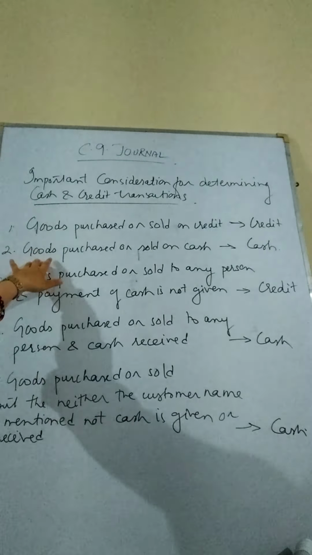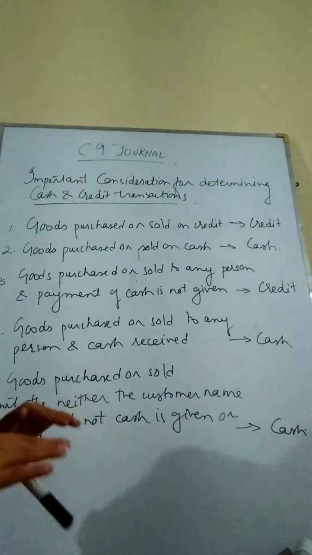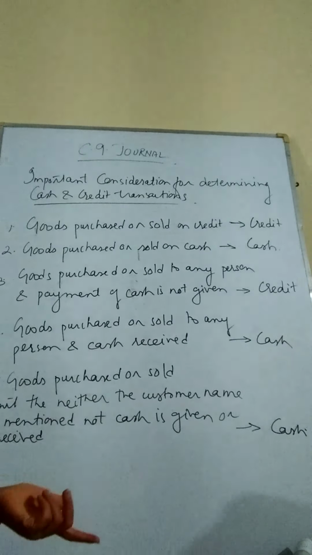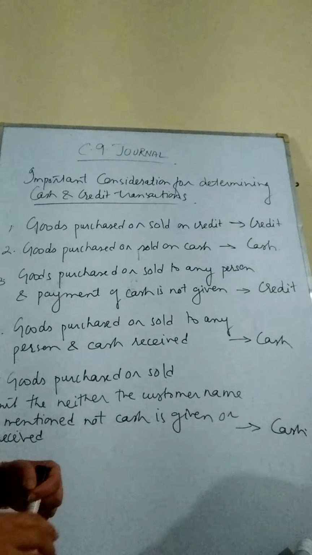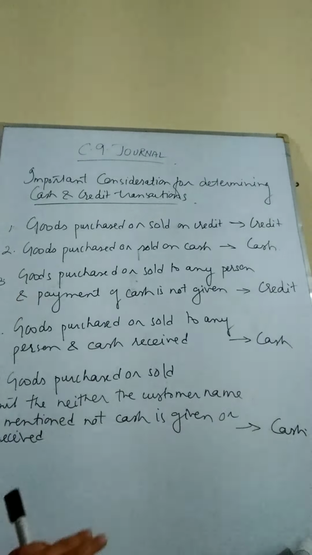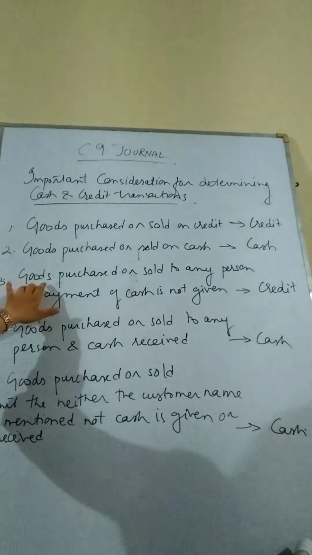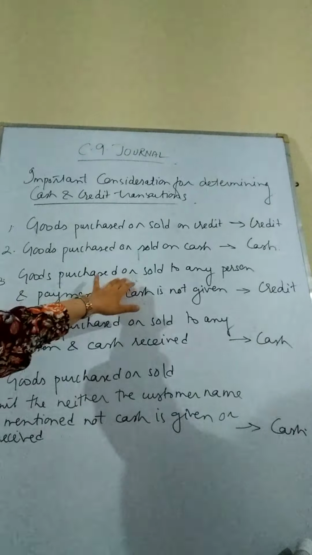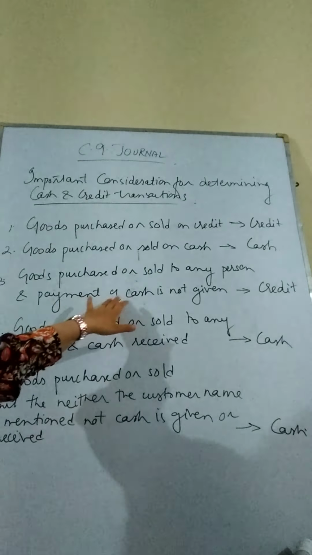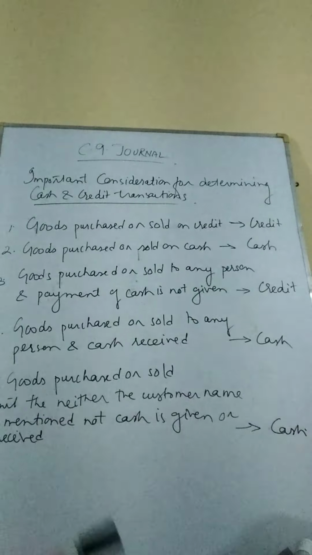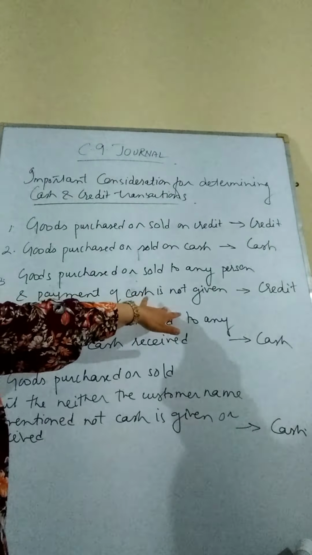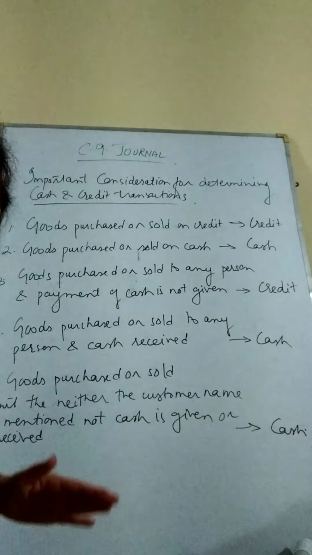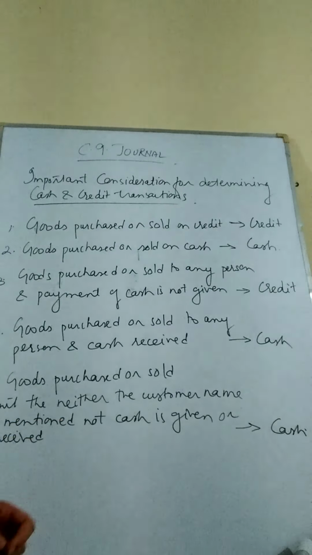Coming to the second one, goods purchased or sold on cash. If the word cash is given in the transaction, it means it is a cash transaction, and the account we will use in that transaction has to be the cash account. Now the third consideration: goods purchased or sold to any person and payment of cash is not given. We are selling or purchasing goods from or to any person, but the word cash is not given, then again it has to be a credit transaction. Unless the word cash is given in a transaction, it cannot be a cash transaction.